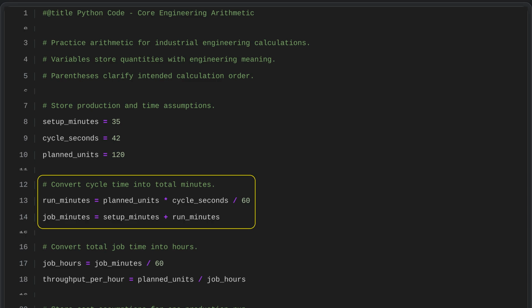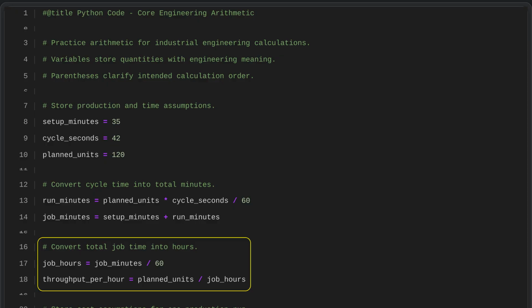To find the total job time, first calculate the production runtime by multiplying the planned number of units by the cycle time, then converting the result from seconds to minutes. Then add the setup time. The final total includes both setup and production time.